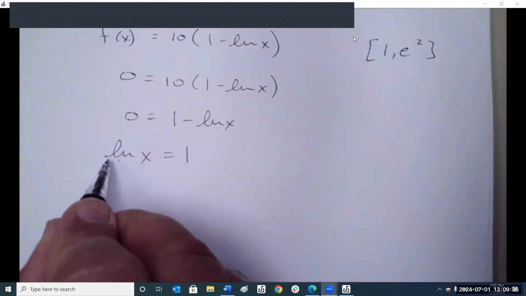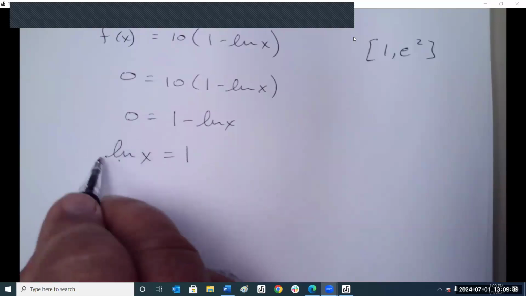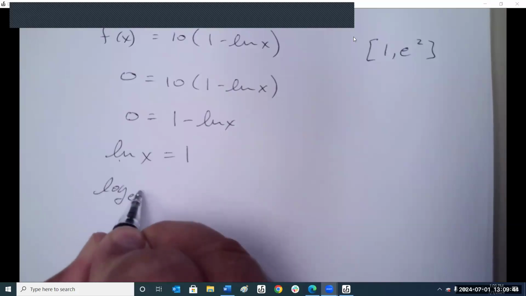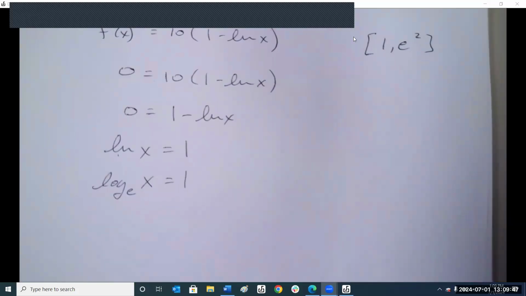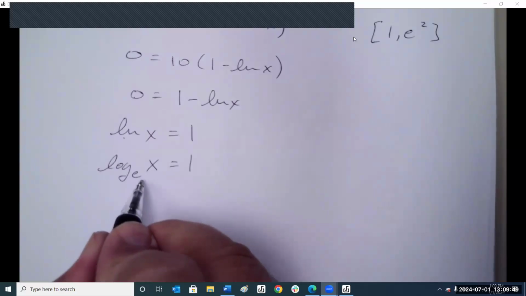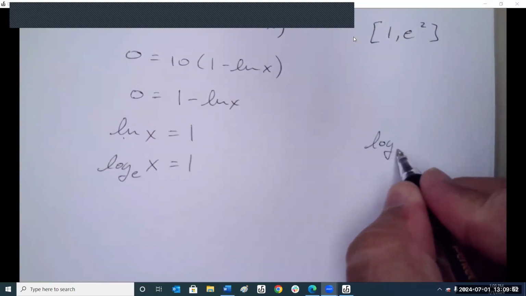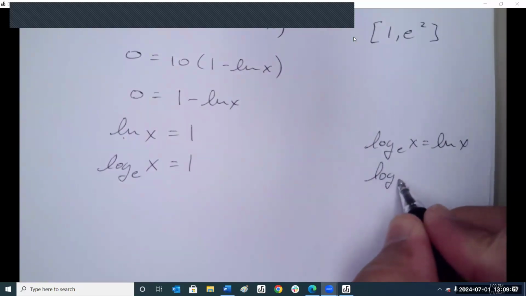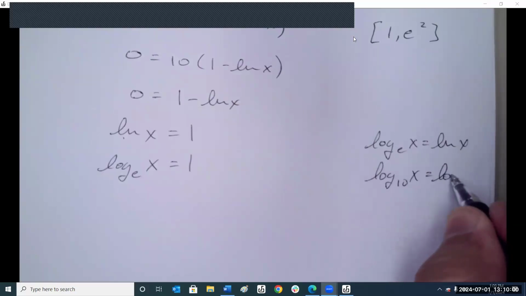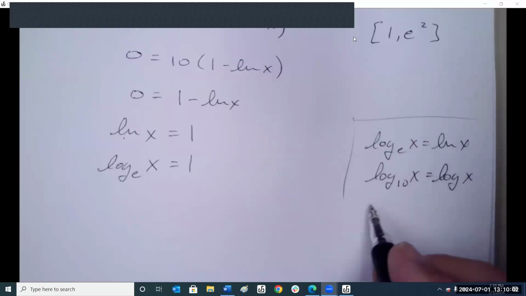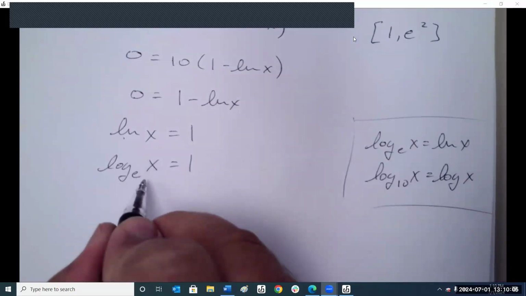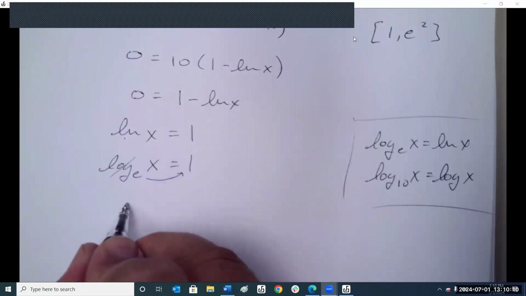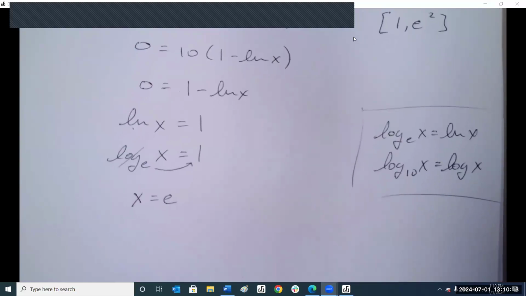What is ln x? What base is this one? It's log base e of x, because log base e is ln. Log base 10 of x is log. The e pushes the 1 up, so x is equal to e to the first.